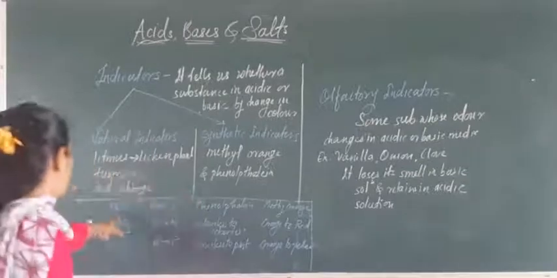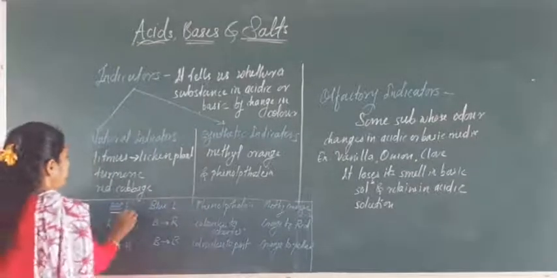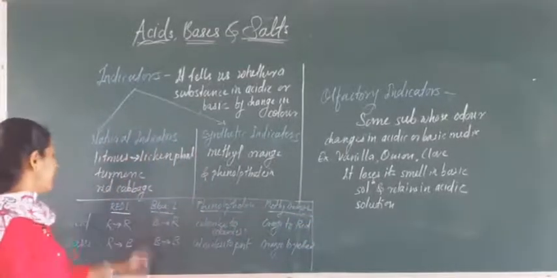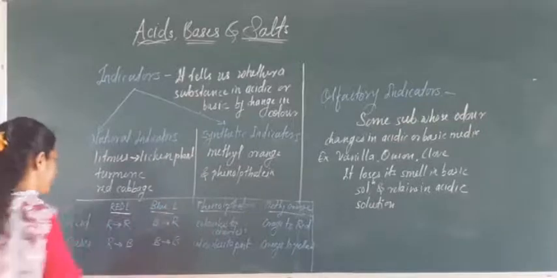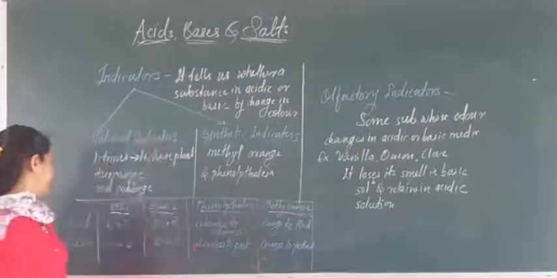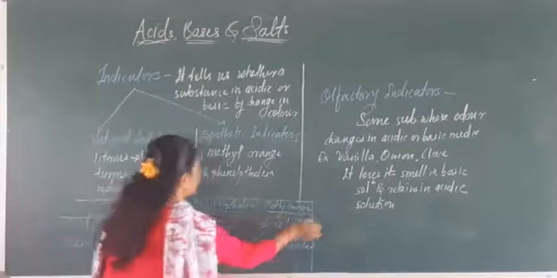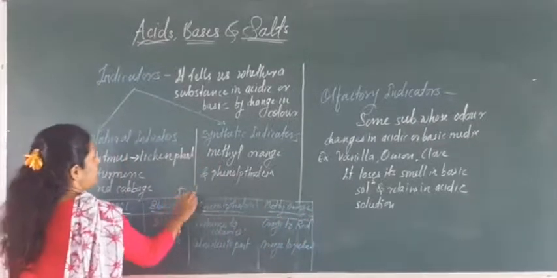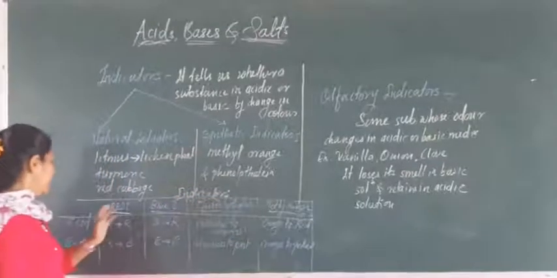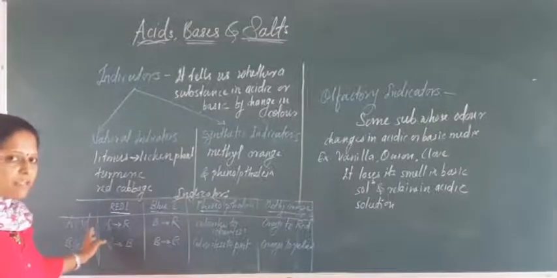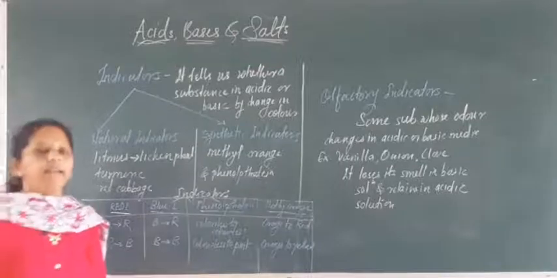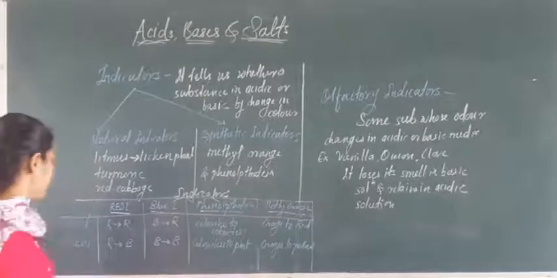So here, first of all, take a red litmus, blue litmus, phenolphthalein and methyl orange. These are the different types of indicators I have taken here. These are nothing but indicators, used to identify whether the given substance is an acid or a base.